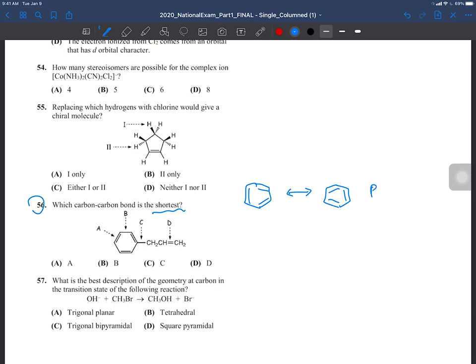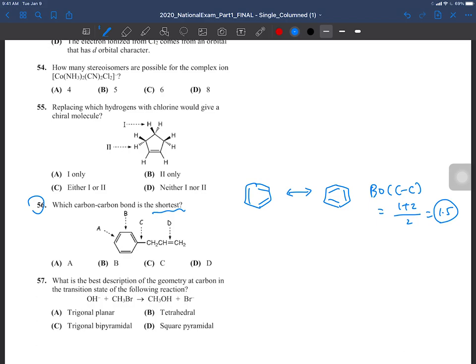So the bond order of each carbon-carbon bond here should be 1 plus 2 over 2, so it should be 1.5. This is also a very typical observation in organic chem. So in the benzene ring, the bond length or the bond strength is something in between a typical carbon-carbon double bond and carbon-carbon single bond.